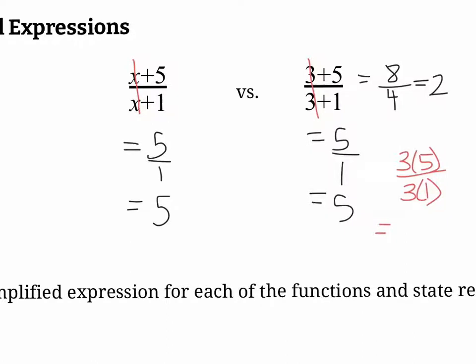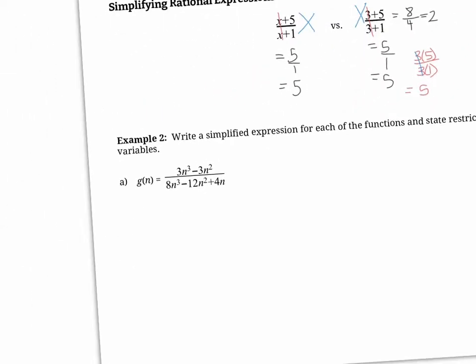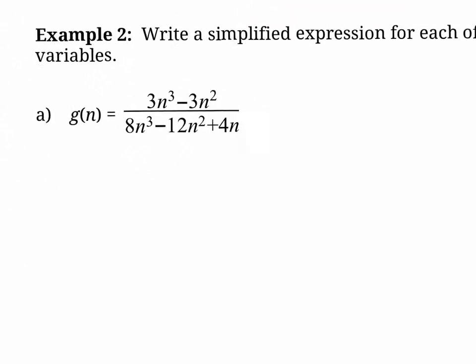So in this case, we can cross out the 3's, and our answer will be 5. But we cannot do this. We cannot do this. So if we see things are adding and subtracting, we cannot take a part of it and cross out another part of it from underneath. So we're going to keep that in mind as we try to simplify our first rational expression.